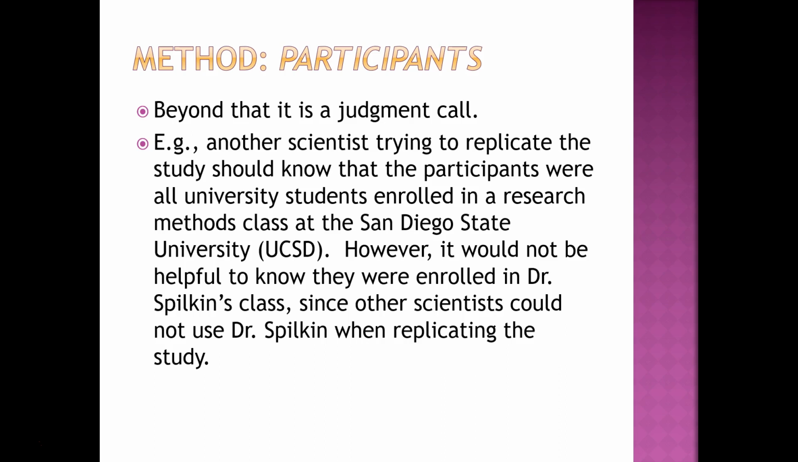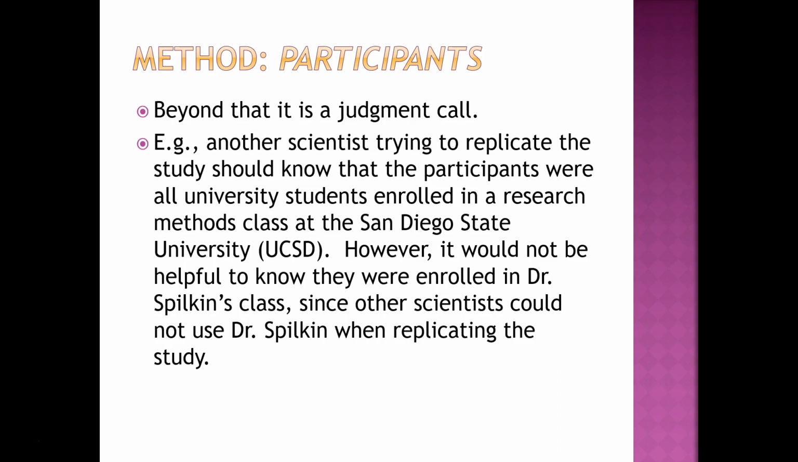Again, beyond age, number of participants, and gender, it's a judgment call in terms of what another scientist would need to know about the participants if they were trying to replicate your study. So were they all university students? That might be important. If they were all university students, you wouldn't need to say students enrolled in, let's say, Dr. Spilkin's class. You wouldn't need to say that because Dr. Spilkin doesn't mean anything to anybody else, right?